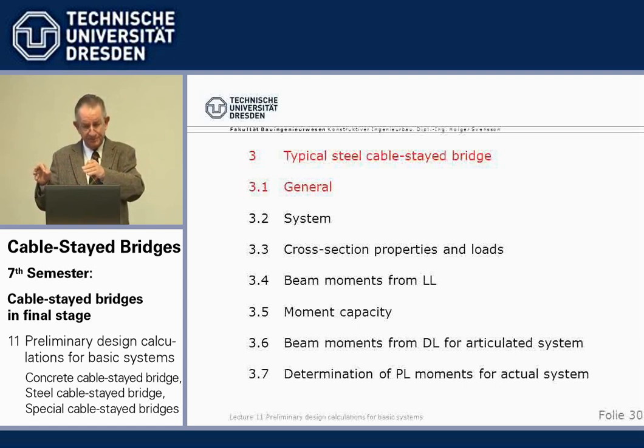And so we try to find a run-off moment under permanent loads for a steel bridge which in combination gives the minimum amount of steel. Well, how do we go about it? That's basically what I'm going to show you now.